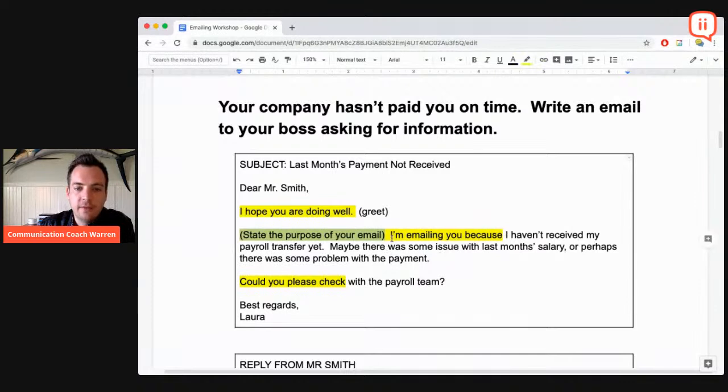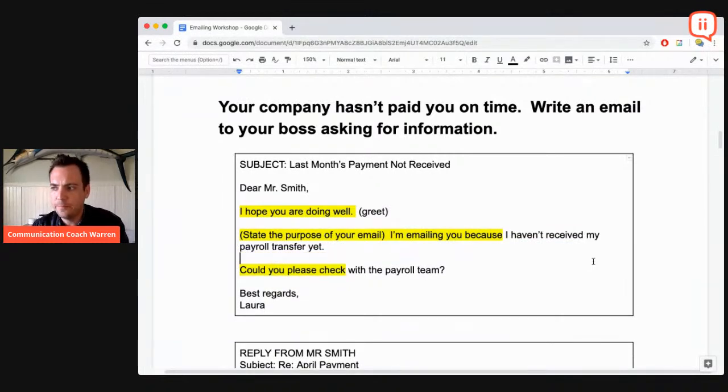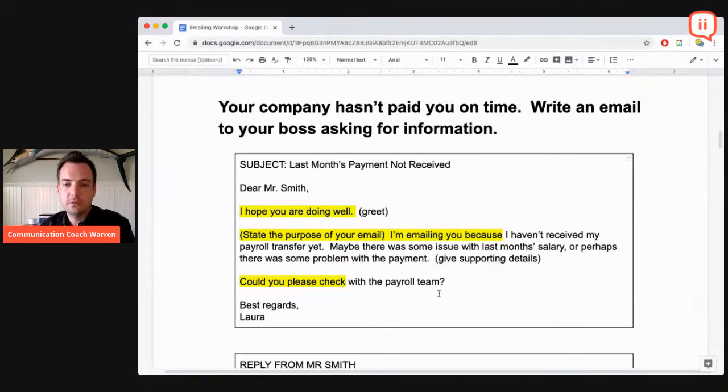I'm emailing you because is a great way to begin that. So in the case of Laura's email, she says, I'm emailing you because I haven't received my payroll transfer yet. Maybe there was some issue with last month's salary, or perhaps there was some problem with the payment. So we state our purpose and we also give supporting details. The email would sound rude if we don't include that. I think we need to continue to give some supporting details, even though it's logical, one sentence makes a lot of difference to not make it sound a bit rude.